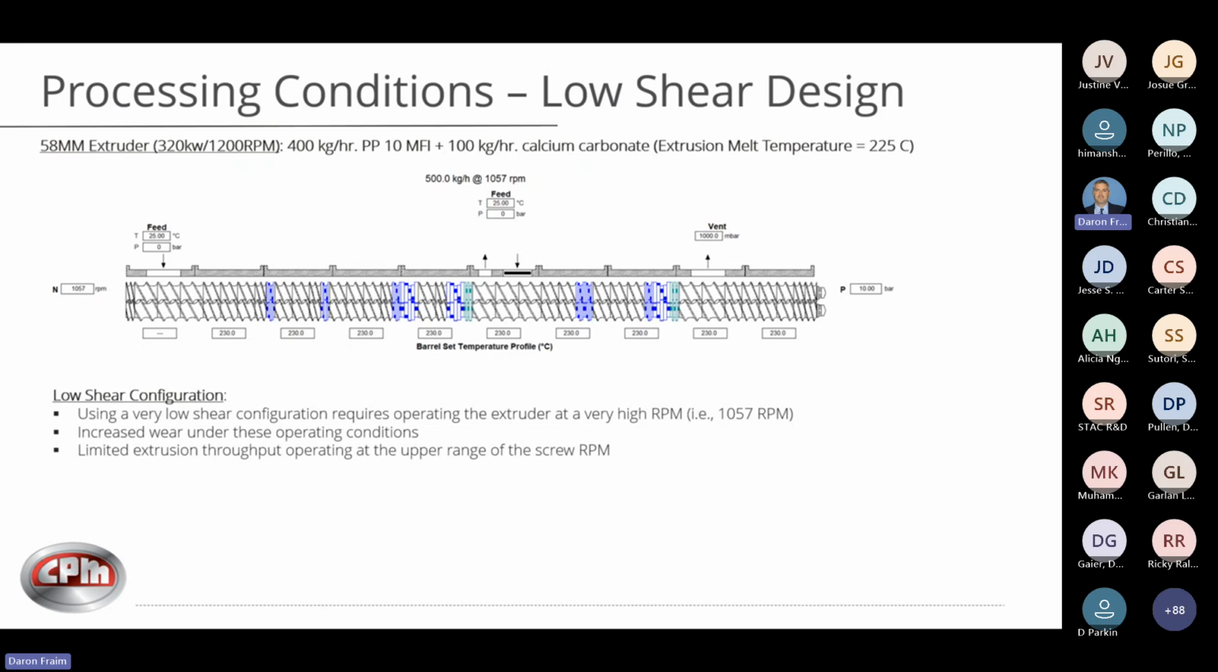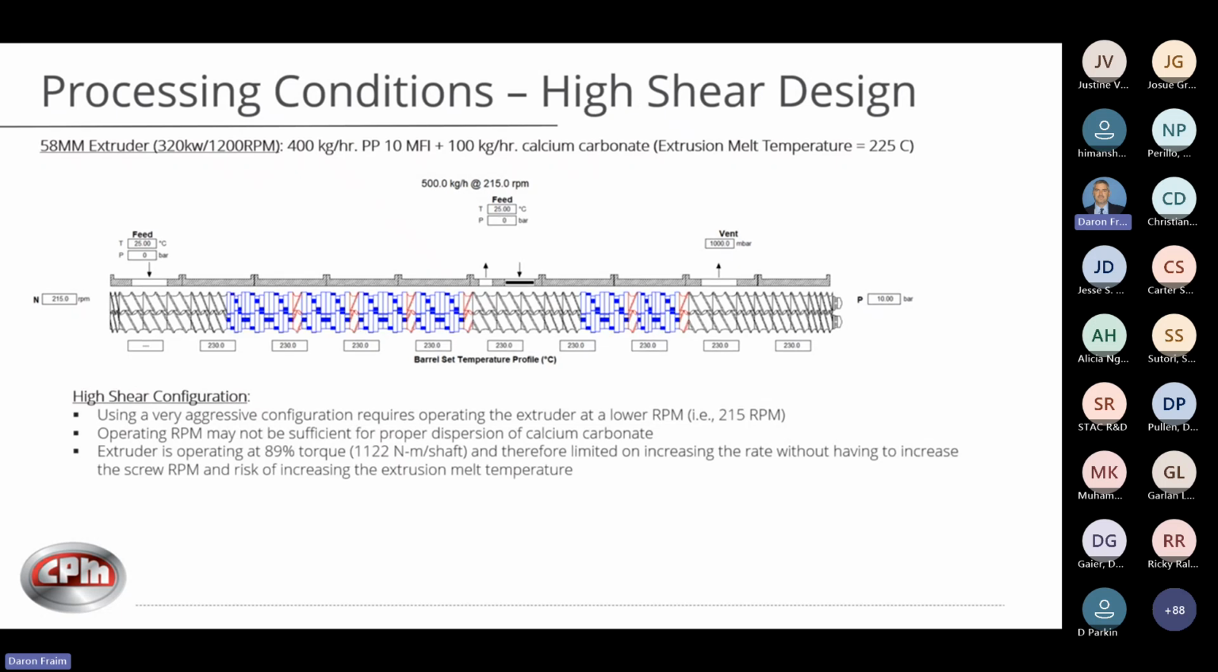but you'll see here, because it's a very low shear design, you're having to run this extruder nearly at the very end of its capability, nearly 1,057 RPM. Now you can get properties like that. The only problem is you're going to have increased wear and you're going to have limited extrusion throughput, because if you try to add more material, you're going to have to run higher RPMs to achieve that.